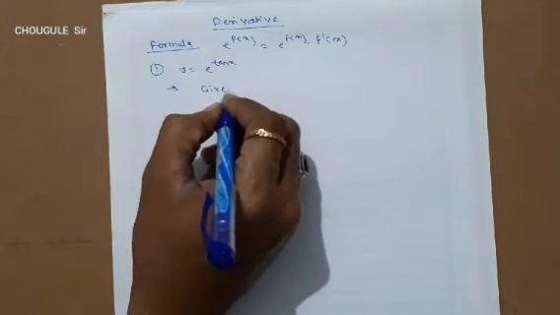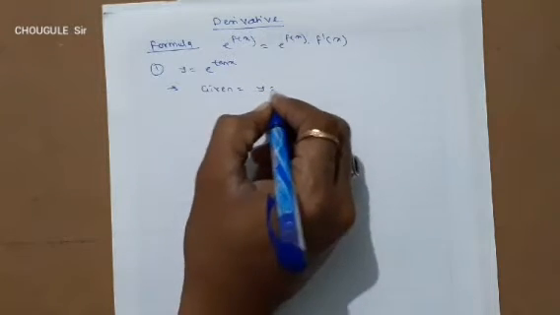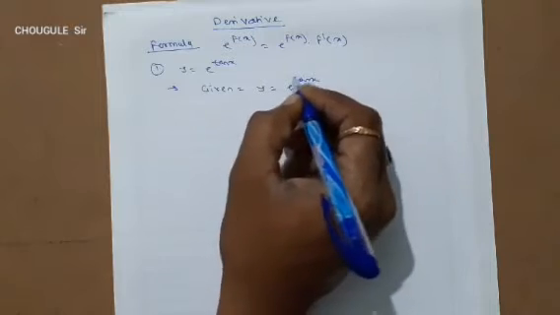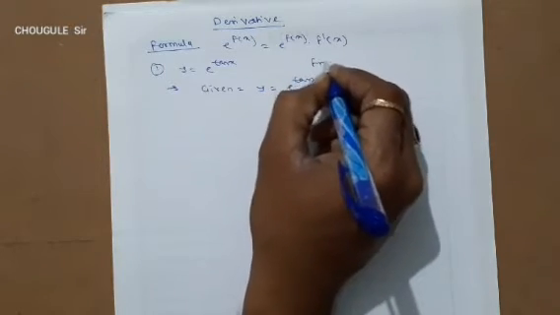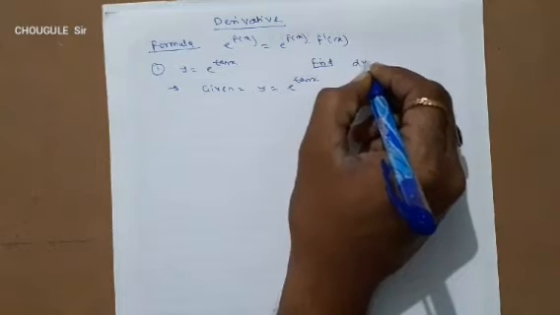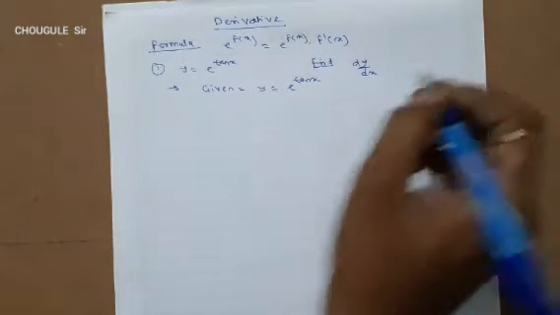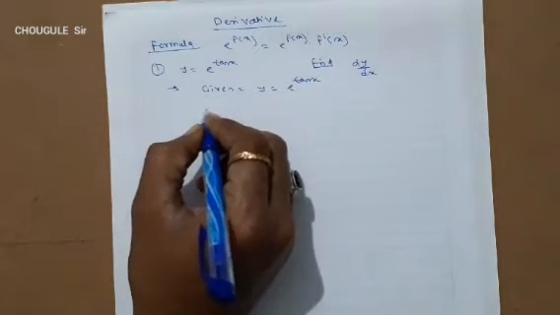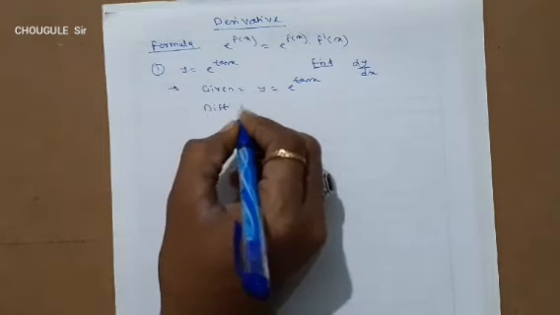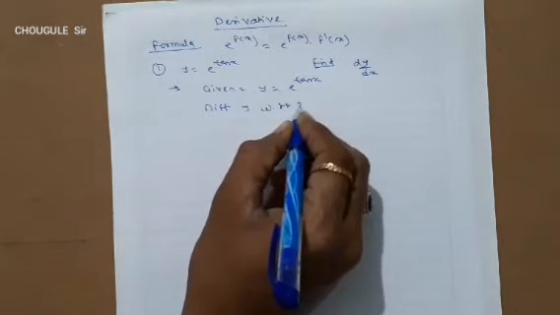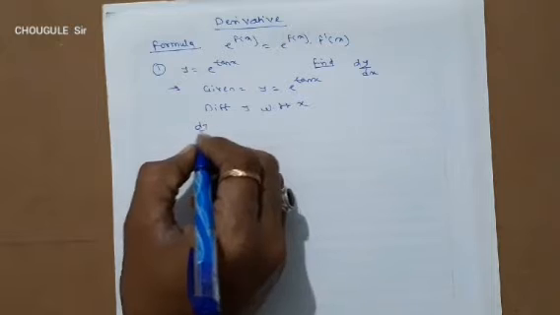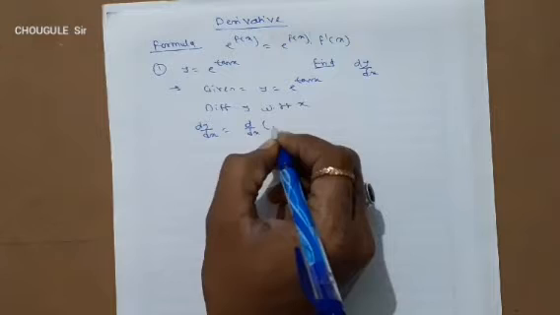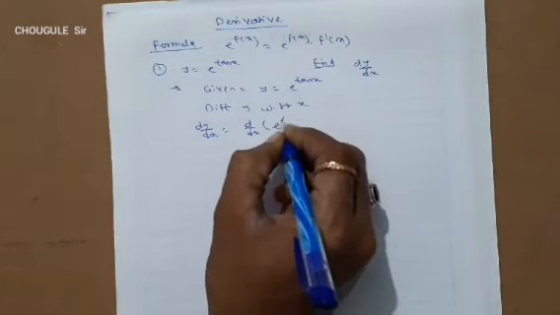Given data will be y is equal to e to the power tan x, and find dy by dx. Okay, so differentiate y with respect to x. dy by dx is equal to d by dx of the y function, which will be e to the power tan x.